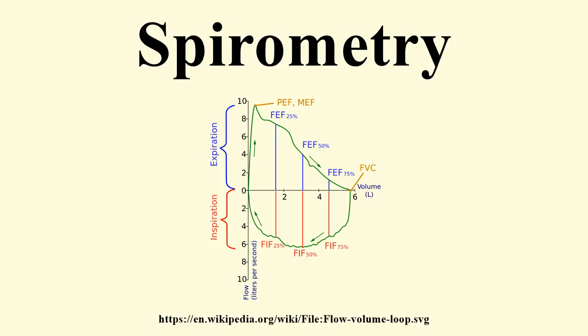Peak expiratory flow. Peak expiratory flow is the maximal flow achieved during the maximally forced expiration initiated at full inspiration, measured in liters per minute or in liters per second. Tidal volume. Tidal volume is the amount of air inhaled and exhaled normally at rest. Total lung capacity. Total lung capacity is the maximum volume of air present in the lungs.